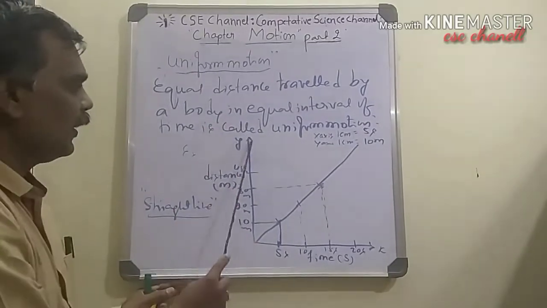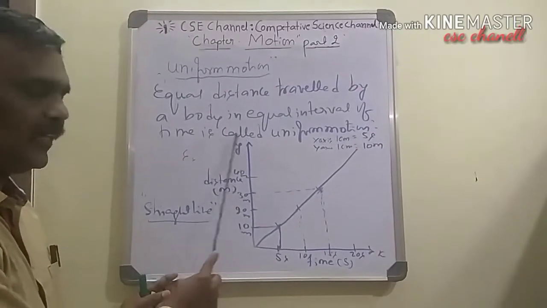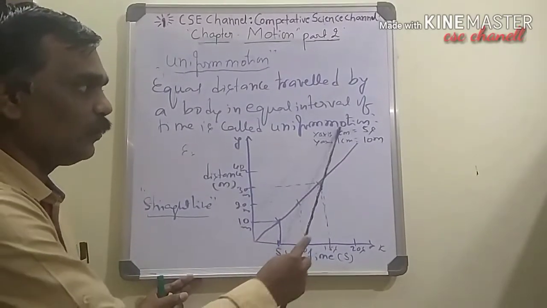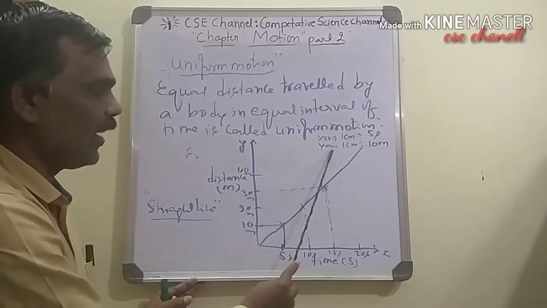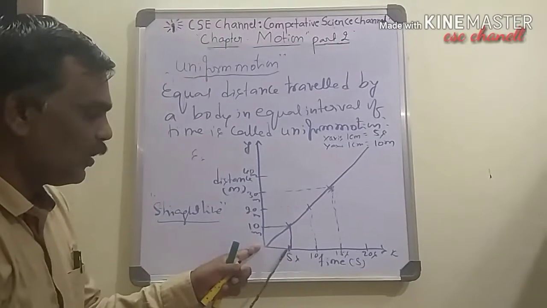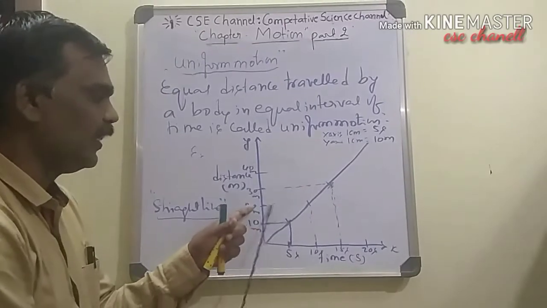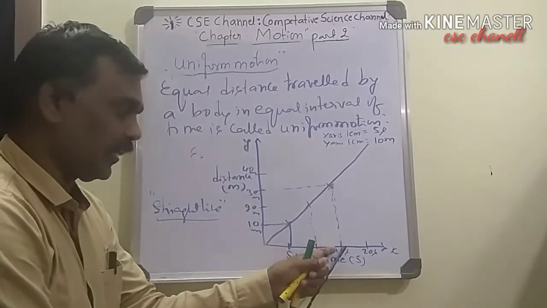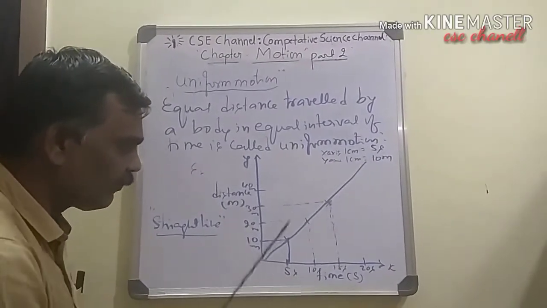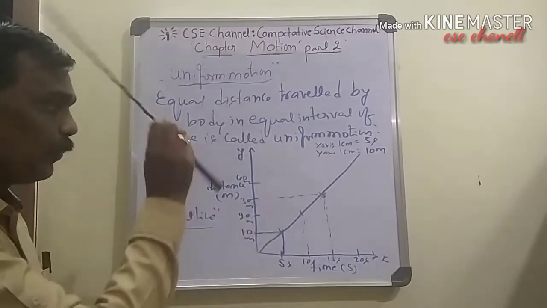Example: we have taken time on the x-axis and distance on the y-axis. Distance is measured in meters, time is measured in seconds. On the x-axis, 1 centimeter is equal to 5 seconds, and on the y-axis, 1 centimeter is equal to 10 meters. Now, if an object travels 10 meters in 5 seconds, in another 5 seconds, that means at the 10th second, it is 20 meters, and in another 5 seconds, that means at 15 seconds, it is 30 meters. When you plot these 3 points, it will become a straight line. Hence, uniform motion is always a straight line.